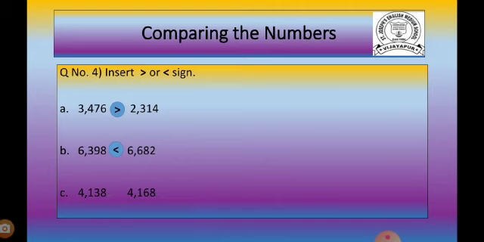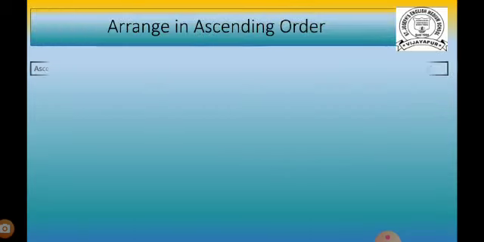Now the third question, 4138 and 4168 are given. Now we have to compare the numbers. 4000 is equal to 4000. 100 is equal to 100. 30 is smaller than 60. Meaning 4138 is smaller than 4168.